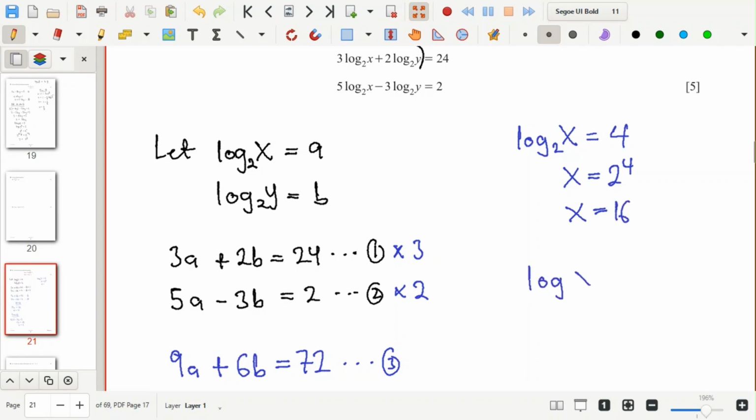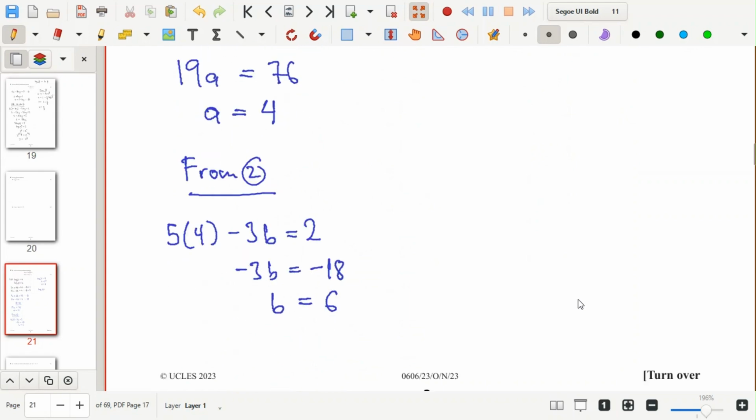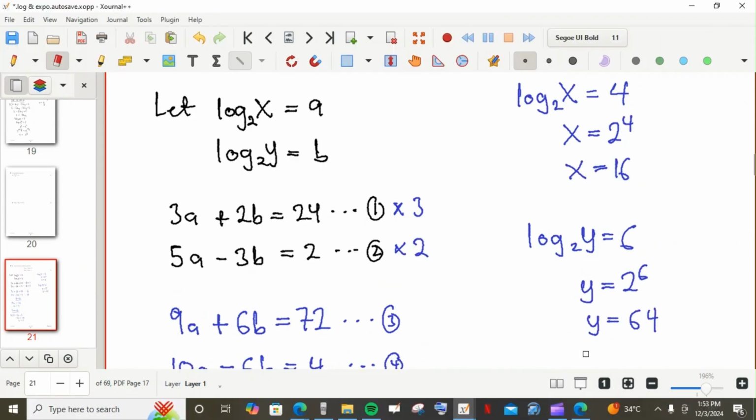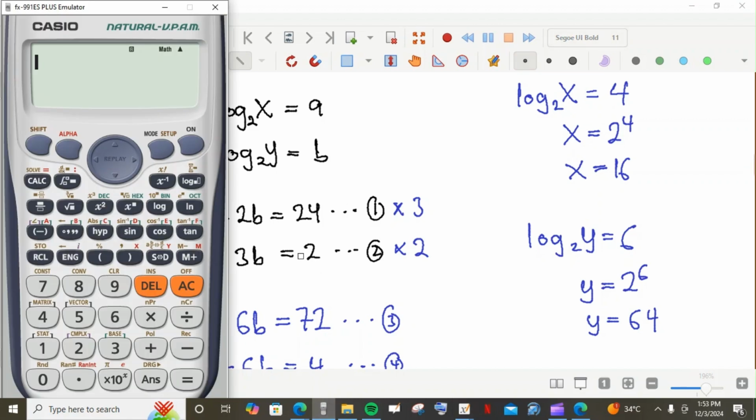Then when we have log y to the base 2 to be b, your b is what? Your b is 6. So yes, if I come and find the value of y, I'll get 2 to the power 6, and this is the same as 64. So the good news about logarithm is that you can actually use your calculator to confirm your answer.